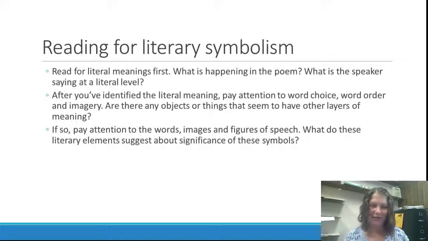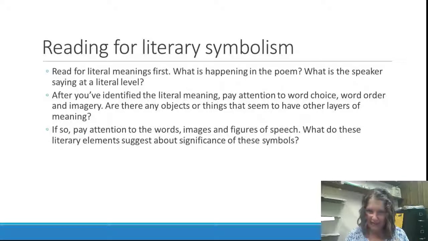So to walk you through the process that I just took you through, the first thing I did is I read for a literal meaning. So I asked myself what's happening in the poem and what is the reader saying at a literal level. After I had identified what was happening literally, I also paid attention to things like word choice, word order, and imagery, and asked myself if there were any objects or things or even words that seemed to have other layers of meaning. And for that, the word night seemed important. I kept asking myself what it meant to be acquainted with the night. What did that phrase mean, and what did the night represent?